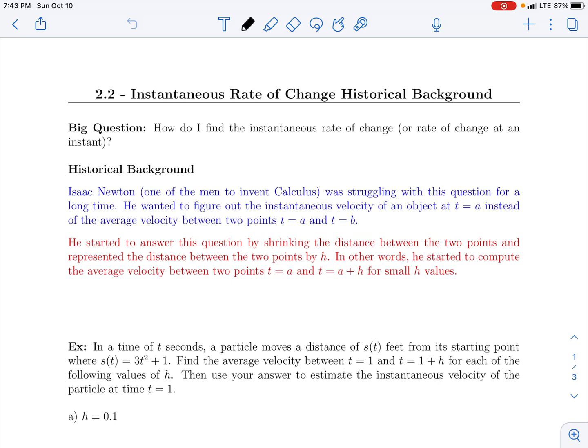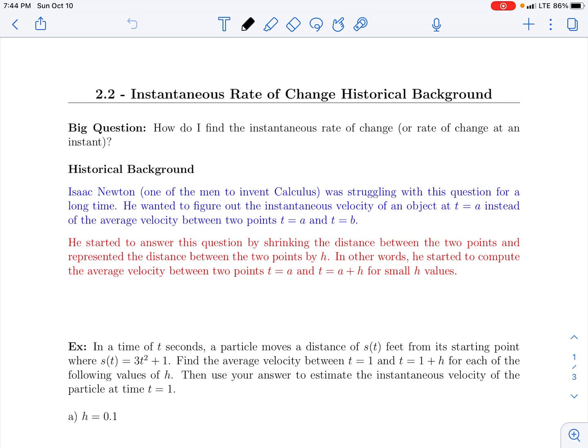All right, so we knew how to find the average velocity, or in other words, the slope, for a very long time, but we didn't know how to figure out the rate of change at an instant, at a specific point in time, not over an interval or in between 2 points, but at that specific moment. So he started to answer this question by shrinking the distance between the 2 points and represented that distance by h. In other words, he started to compute the average velocity between 2 points, t equals a and t equals a plus h, for small h values.